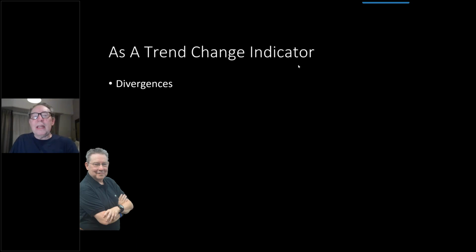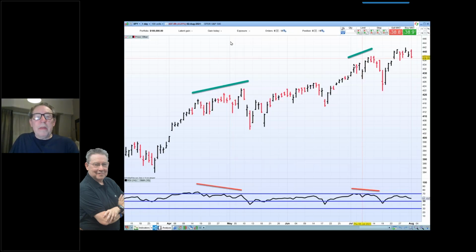This is the way I really love using RSI, and that's divergences. Because if a momentum indicator is diverging from the price, that's important. So what do we mean by divergence? Well, let's take this first example here on the left. Prices are making higher highs, but the RSI is making lower highs. Over here on the right-hand side of the chart, the price makes a higher high, but the RSI makes a lower high. That's a divergence.